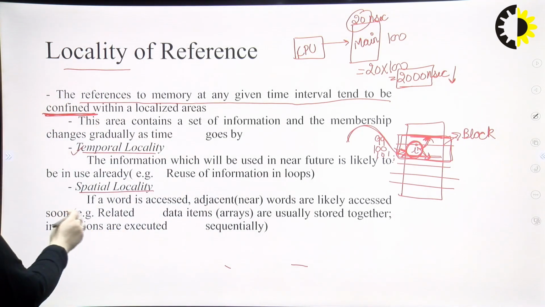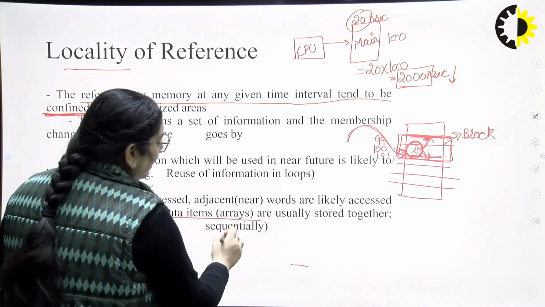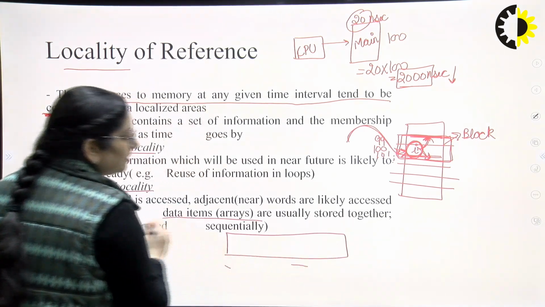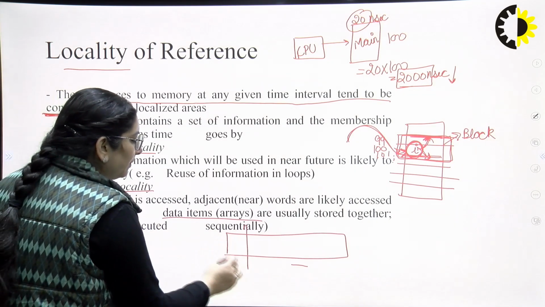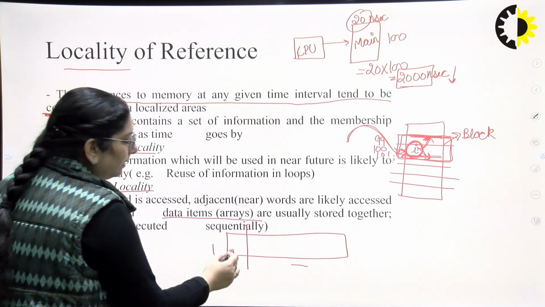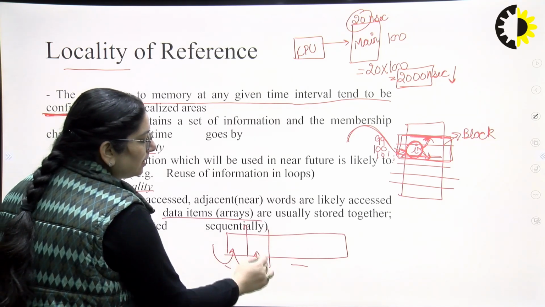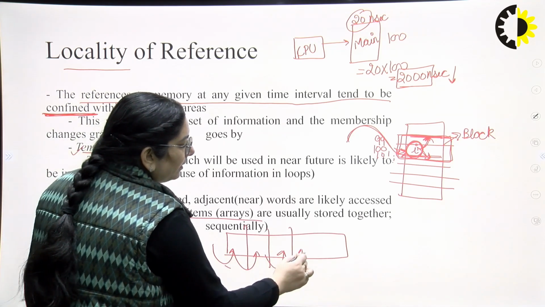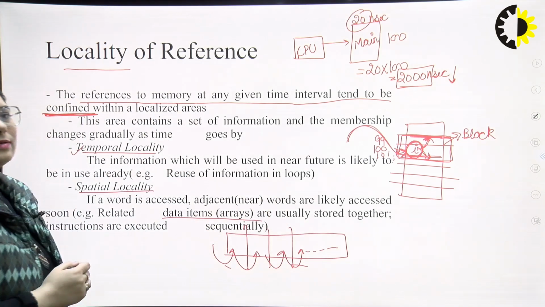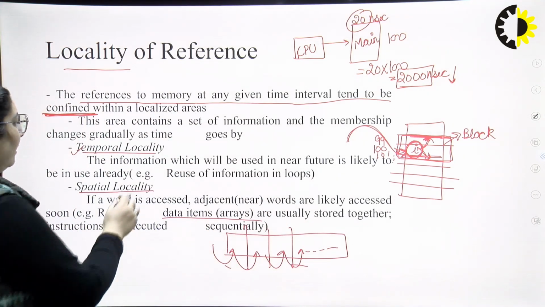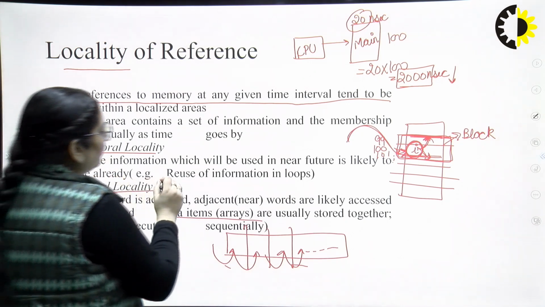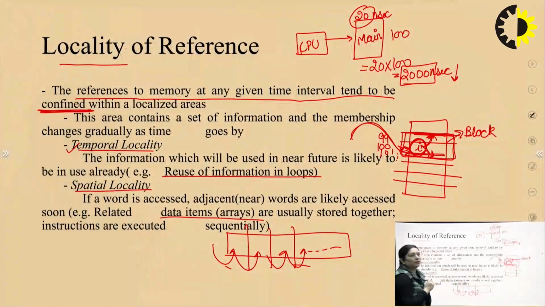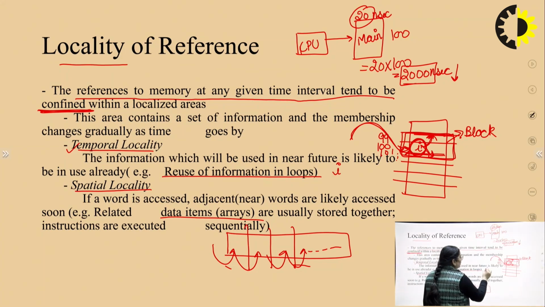An example of spatial locality of reference is data items in an array. An array is a set of similar kinds of data. So if the CPU referred to this particular data item, then it will for sure access the next and the next, for as long as there are elements in the array. This is called spatial locality of reference. And an example of temporal locality of reference is the reuse of information in loops. For example, if I access i right now and I am accessing it inside a loop, it will be accessed quite frequently the next time.